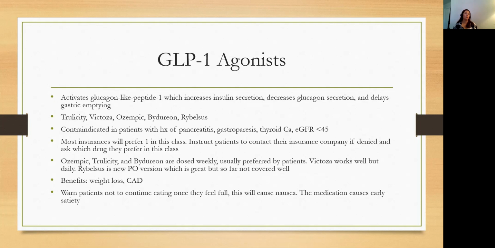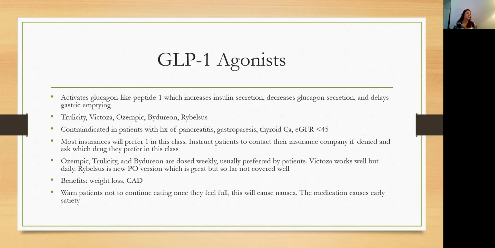And then if you have a GFR less than 45, probably not great. But honestly, once somebody has renal disease, like significant renal disease, all you can really give them is insulin anyways. So all of these are going to have some renal dosing component to them.